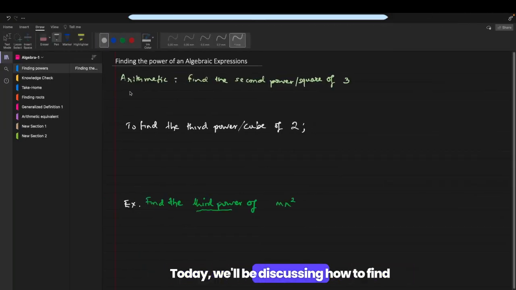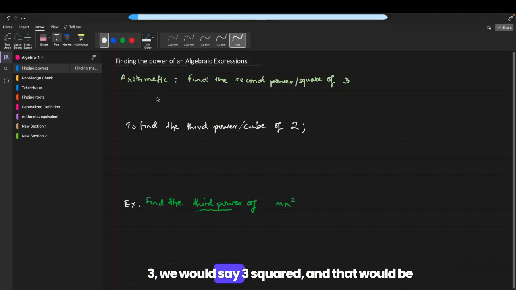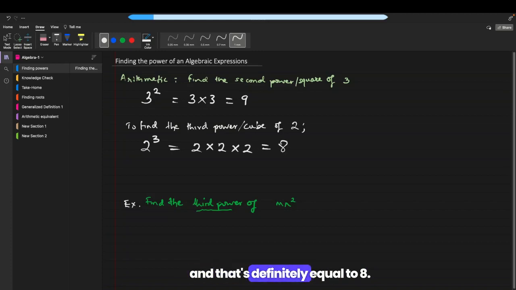Today we'll be discussing how to find the power of an algebraic expression. Back in our arithmetic days, if we were to look for the square of 3 or the second power of 3, we would say 3 squared, and that would be equal to 3 times 3, which is equal to 9. Now, to find the third power or the cube of 2, we would have done 2 raised to the power 3, which will be equal to 2 times 2 times 2. And that's definitely equal to 8.